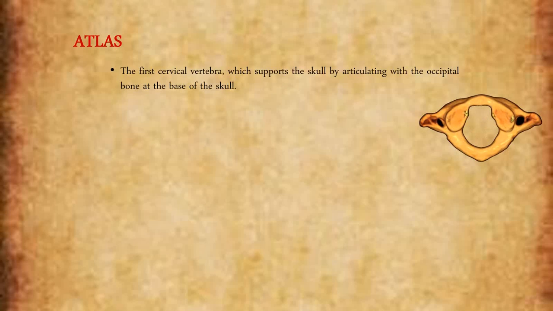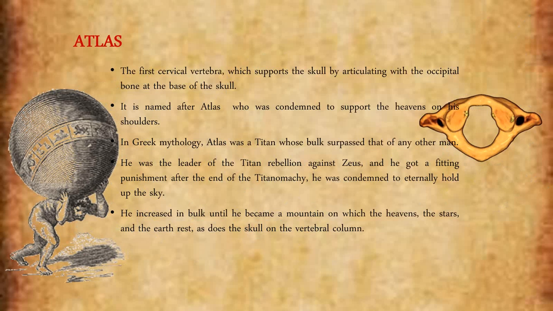Atlas. Where is the atlas? It is the first cervical bone, articulating with the occiput, so it is the one carrying our brain. The atlas is the first cervical vertebra, which supports the skull by articulating with the occipital bone at the base of the skull. It is named after Atlas, who was condemned to support the heavens on his shoulders.